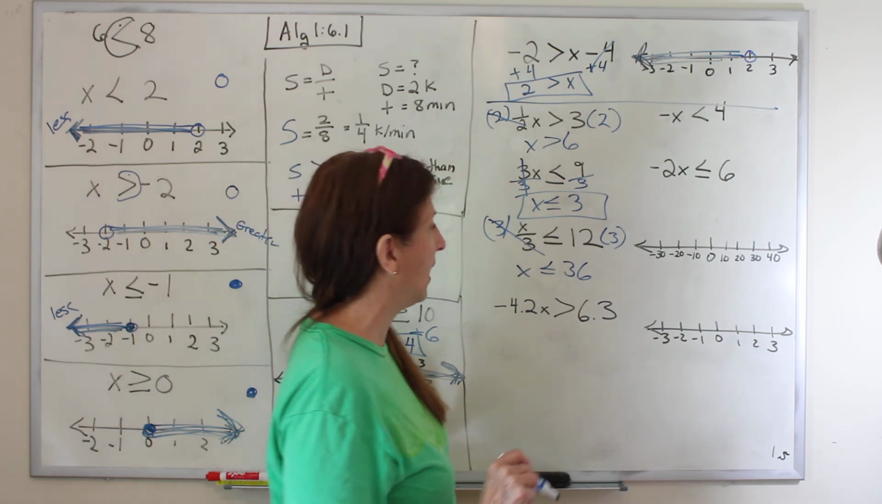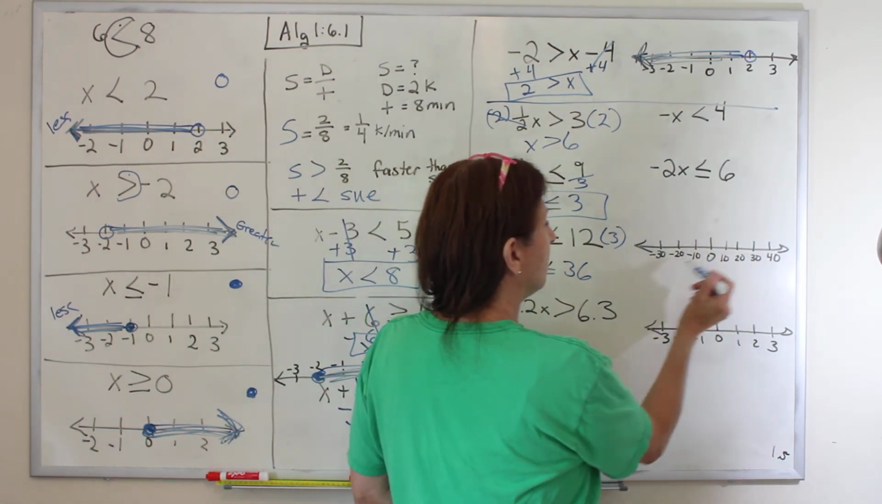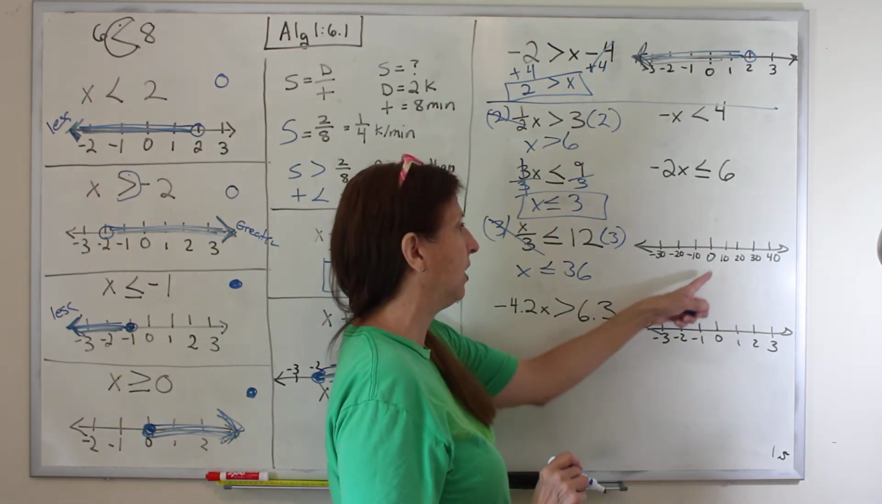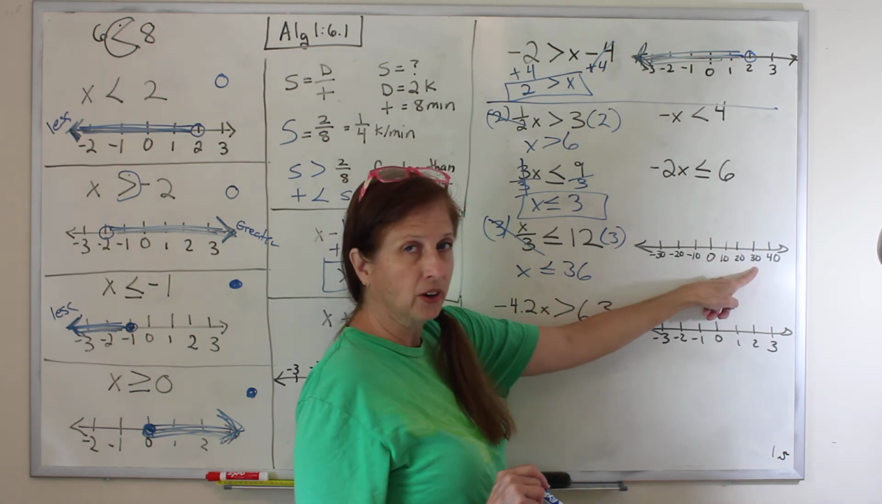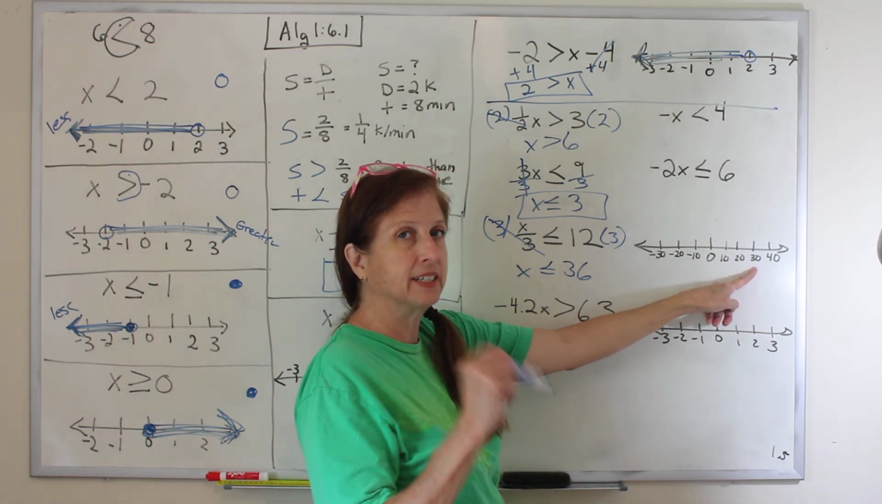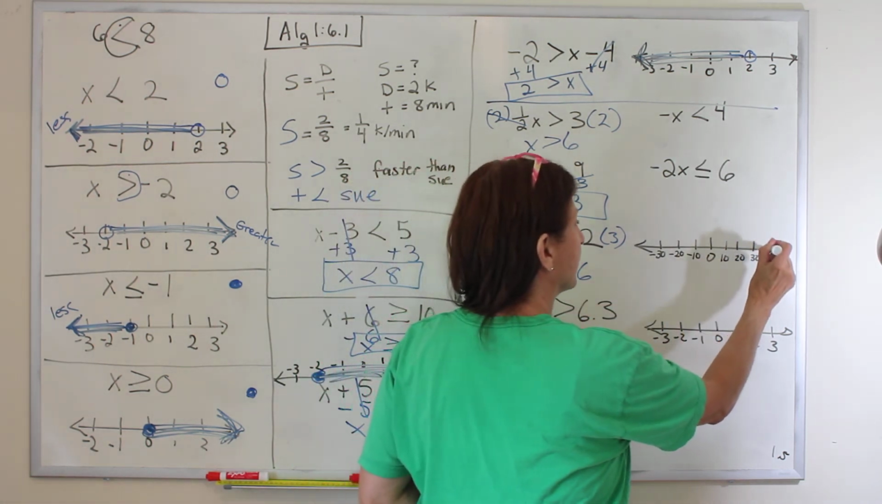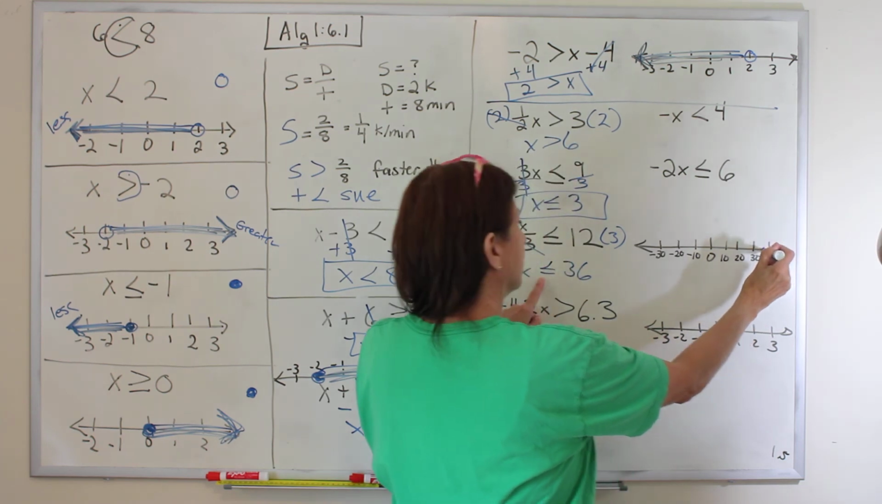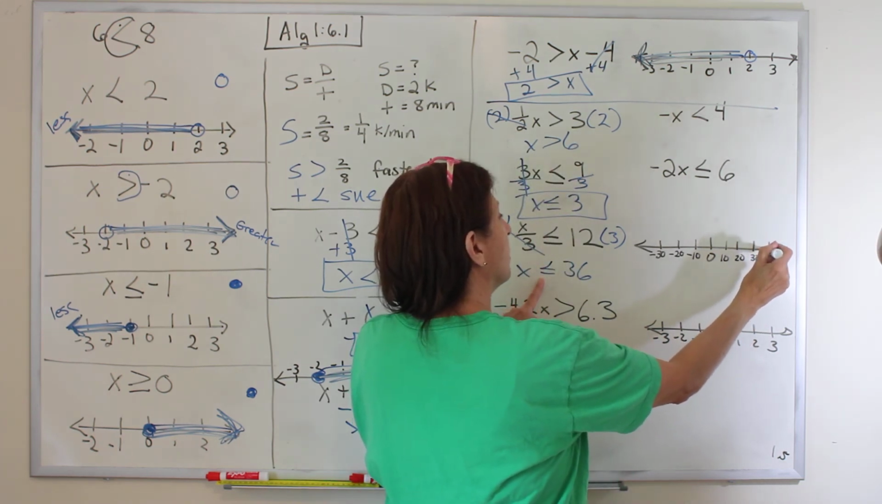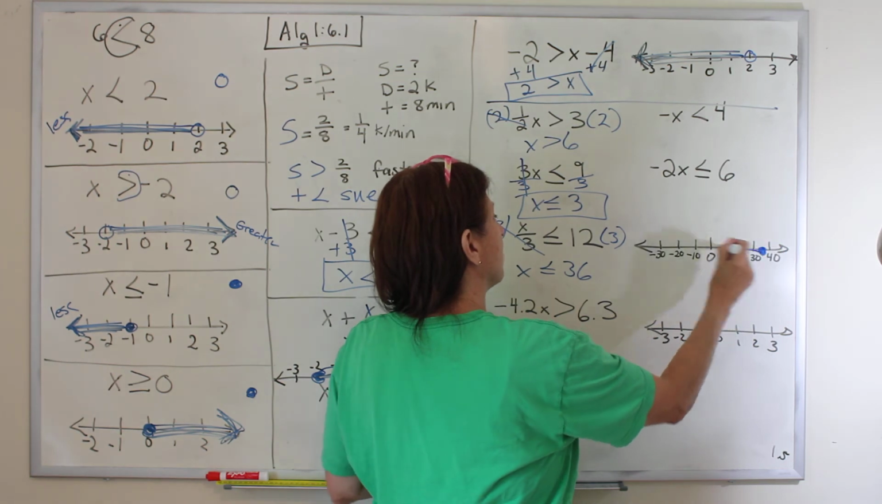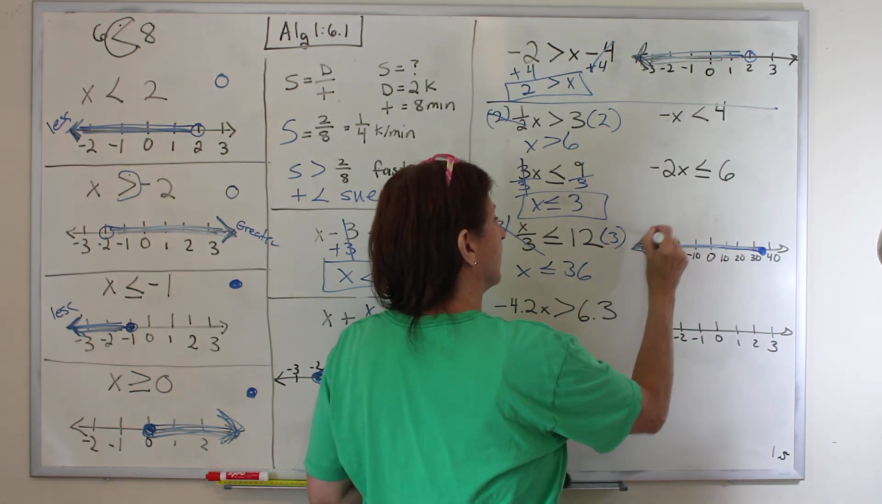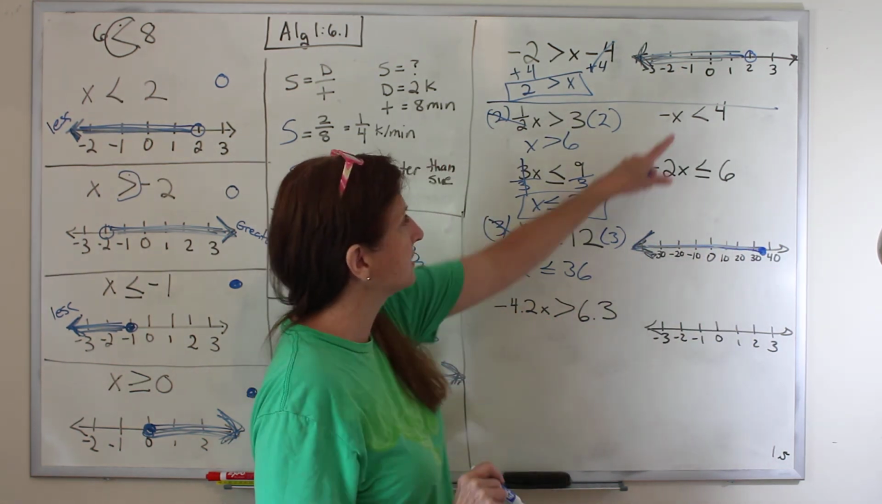They wanted us to graph this one. So notice how I changed the number line. I didn't go from 1 to 36. Then I made it tens, 10, 20, 30. So 36 is a little over half. It's or equal to, so it's a dot, and x is on the less than side. Okay, let's do this one.